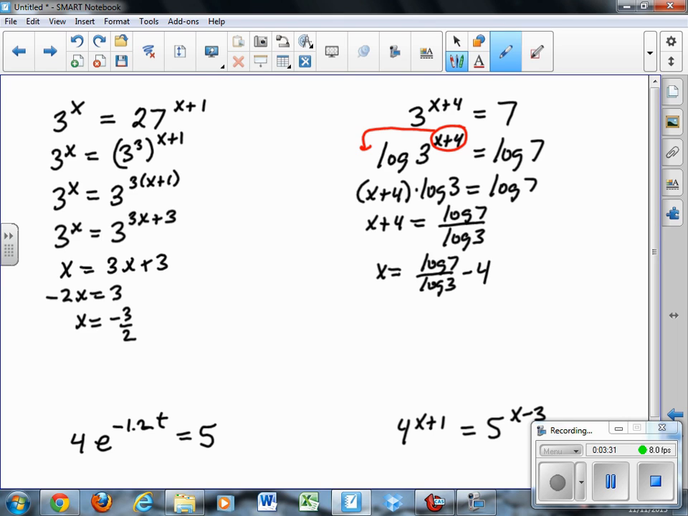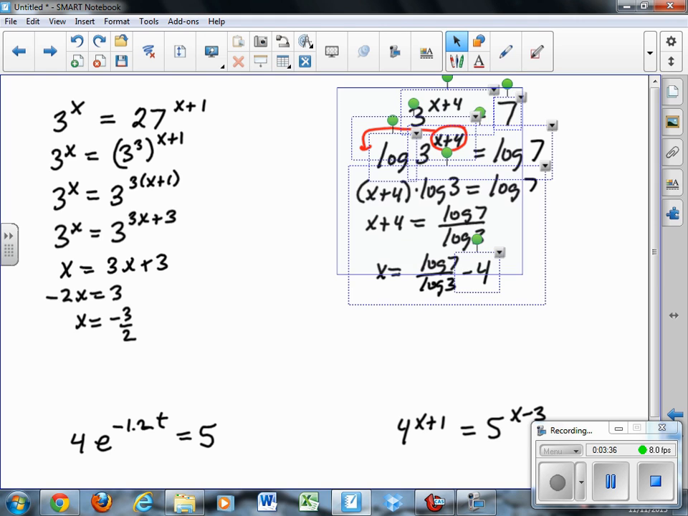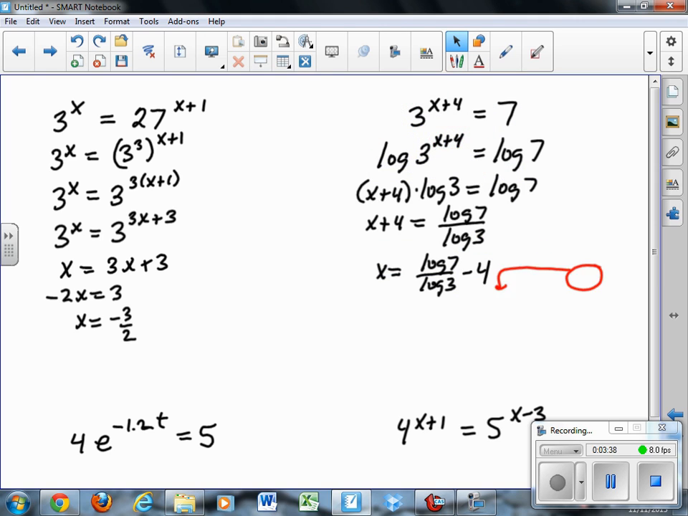Now let me show another way to do that same problem, and I think I'm going to take this and just shift the whole thing over, if it will let me do that. Let me try this again.